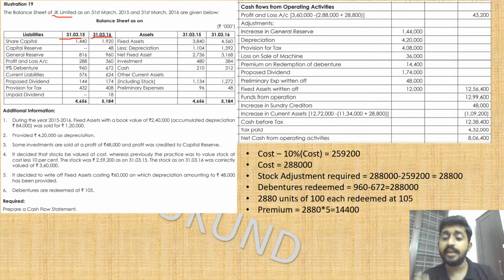As I said earlier, one advantage of attempting this problem is you can check whether your answer is correct or not. Cash flow from operating activity plus cash flow from investing activity plus cash flow from financing activity is the total cash flow generated for the respective period under consideration. Now you can see the opening cash balance and the closing cash balance. The difference between the closing cash balance and the opening cash balance should tally with the cash flow statement, then your cash flow statement is correct.